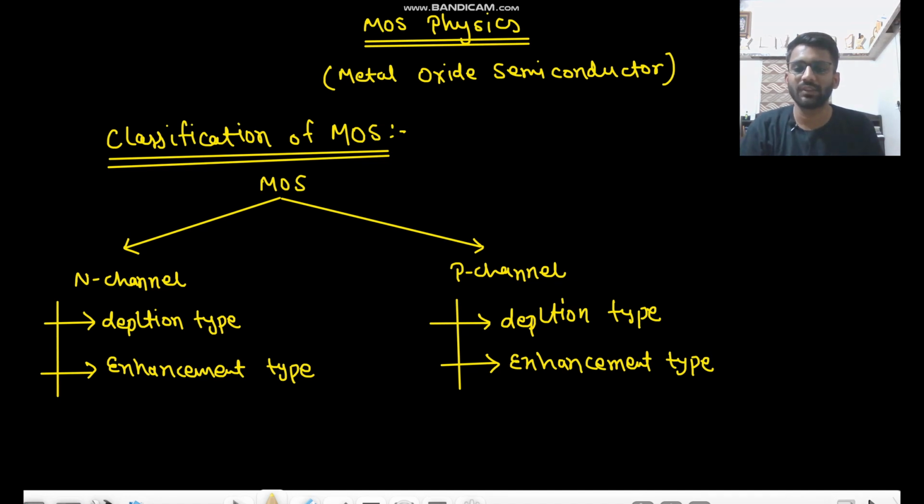So classification of MOS. So there are two kinds of MOS. What is MOS? Metal oxide semiconductor. So there are two kinds of MOS, N channel and P channel. N channel will have two types: depletion type and enhancement type. And P channel also has depletion type and enhancement type. You don't need to mug it up, you will surely remember it. So N channel, P channel, depletion type, enhancement type. So we will study four kinds of MOS, right? N channel depletion type, N channel enhancement type, P channel depletion type, and P channel enhancement type. Okay, so these four kinds of MOS we will study.